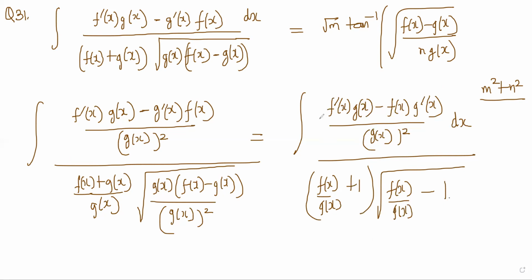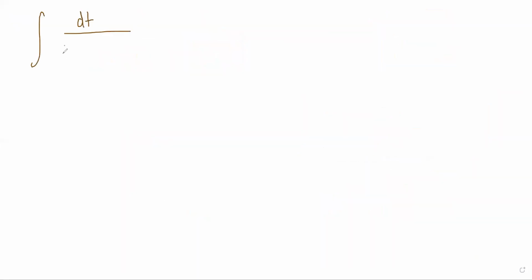Great. So I can take fx by gx as my t, because this part will become your dt, right? Because the derivative of fx by gx by quotient rule will be equal to this thing. So my integral will become the integral of dt by root of t minus 1 multiplied by t plus 1, right? So to solve this integral, I simply do t minus 1 is equal to u square.